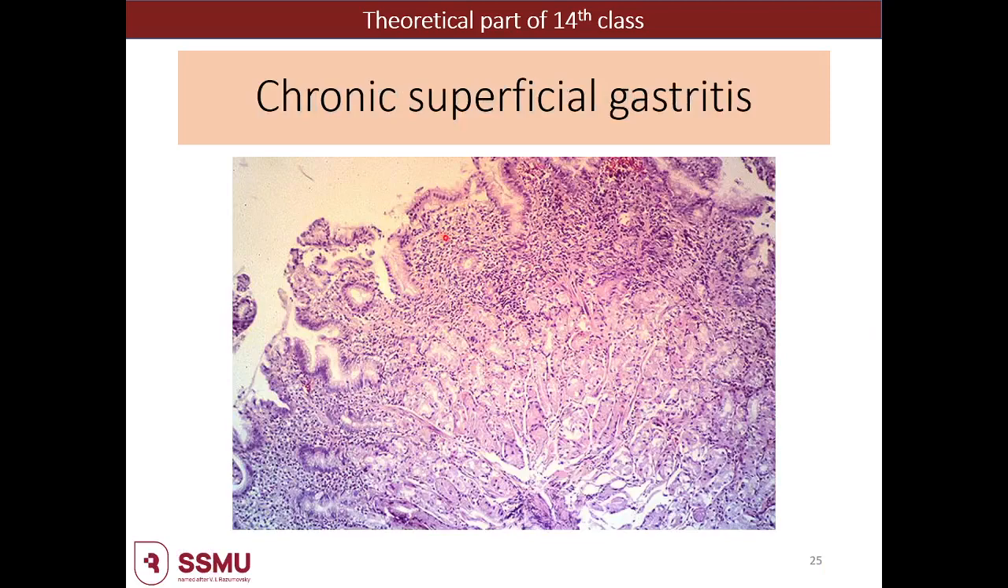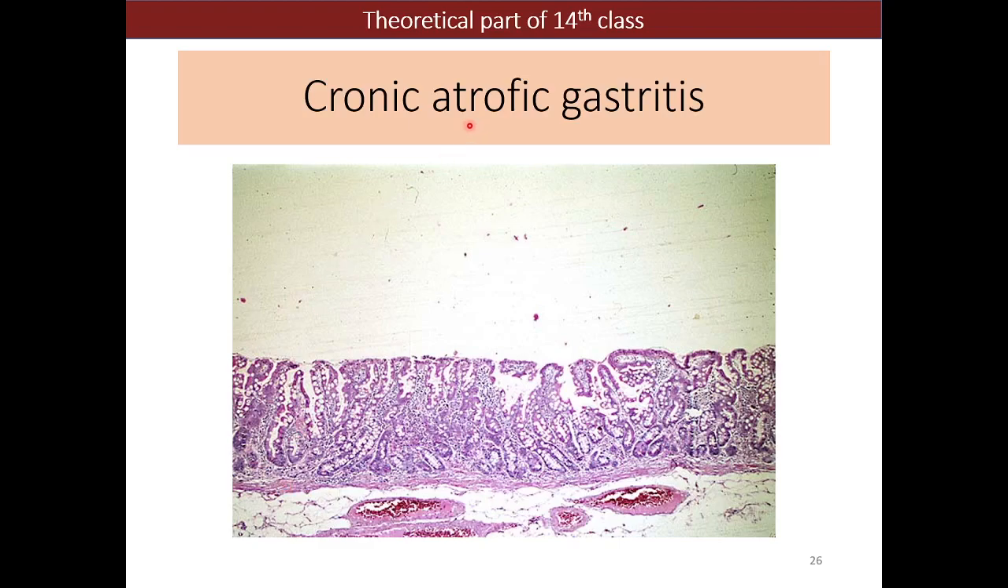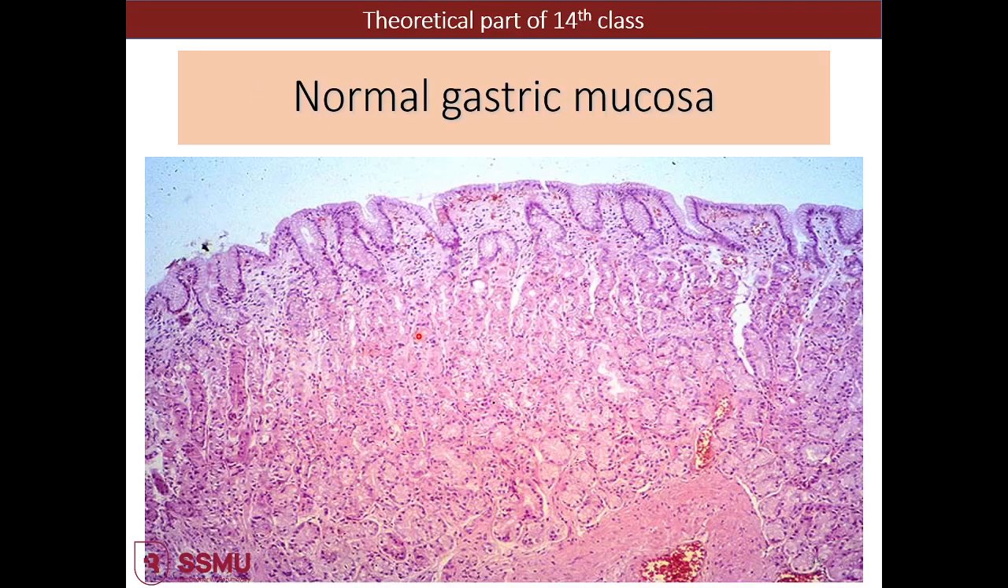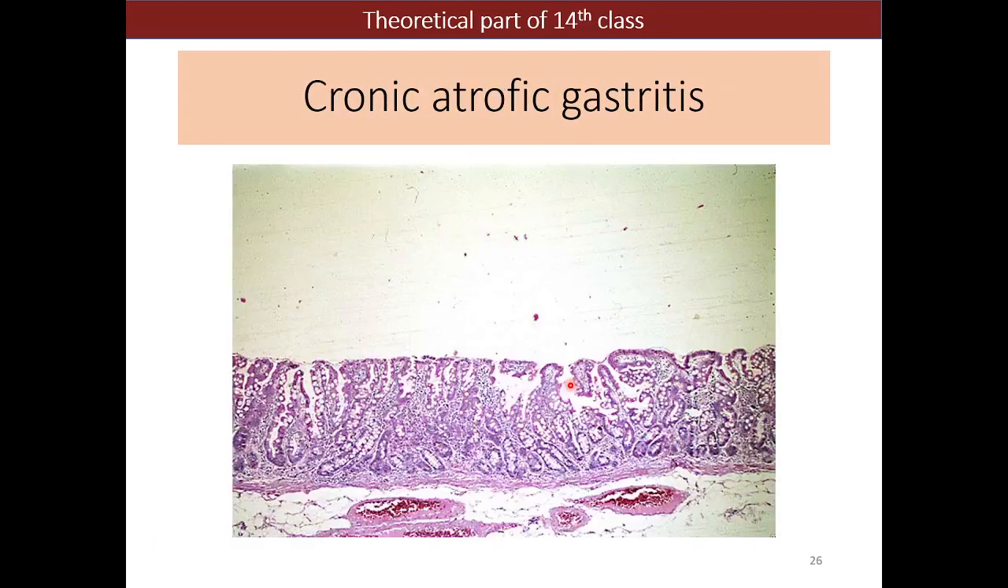In case of superficial gastritis, we may see inflammatory reaction here and accumulation of inflammatory cells in the upper part of the glands. In case of atrophic type of gastritis, we may see decrease of glandular layer, and you may check it against normal size. You may see the glandular layer here and glandular layer here. It's really decreased and depressed.